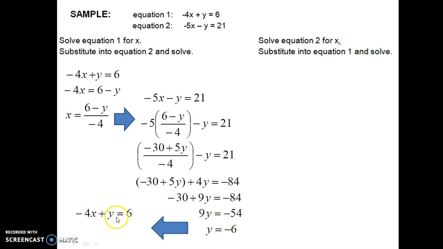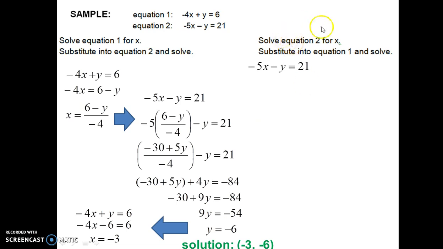Once you have y, you can put it into either equation. I'm going to put it into this one, put a y value of negative 6 in here, and then solve for x. X is -3. So our solution is -3, -6. Again, the same solution. We're getting the same answer no matter what we try.